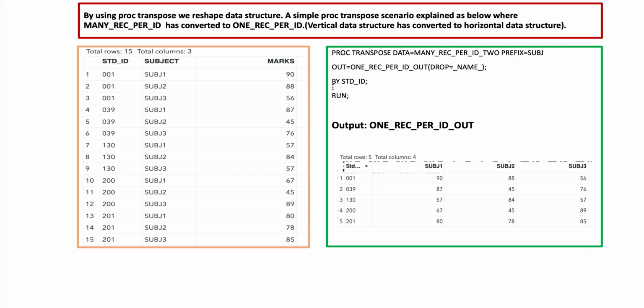When we run this last set of code, it will convert the dataset from multiple records per ID to 1 record per ID. That means it has converted the vertical structure to the horizontal structure. If we run the same set of code in a SAS window, it will give the same result. Let me go through the SAS window and run the same set of programs.